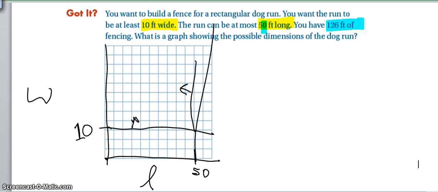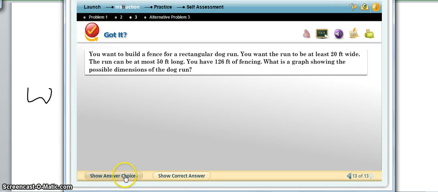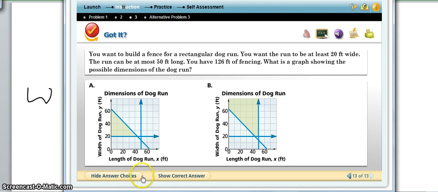So go ahead and sketch what you think the shaded part of this graph would be that would show me what I can actually make the lengths and the widths. If you haven't done it yet, try the graph on your own because I'm about to show it to you, and here it is. You have two options here, 10 feet and up, 50 feet and under, but then do you think I shade above this diagonal line or below this diagonal line?